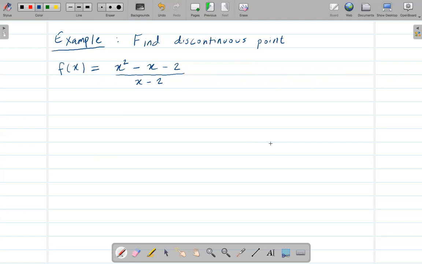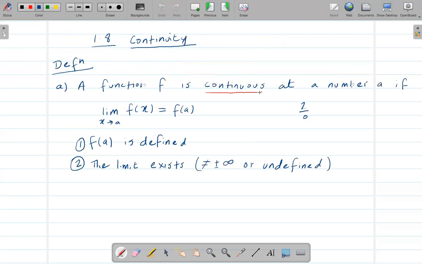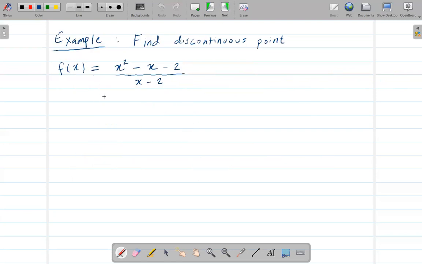Like I said, a function is continuous if f of a is defined. There is a number where the function will be defined. If the function is not defined, then we can say that at that point it is discontinuous. So at what point can we say that this function is undefined? Whenever we are working with a fraction, you have to make sure that the denominator is not 0.